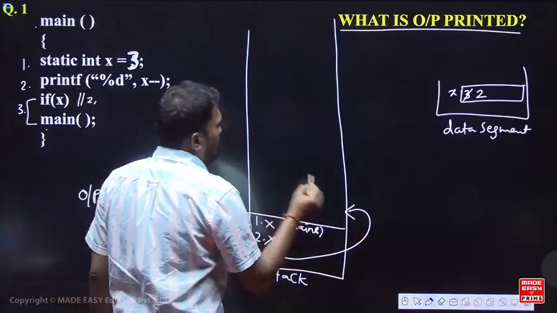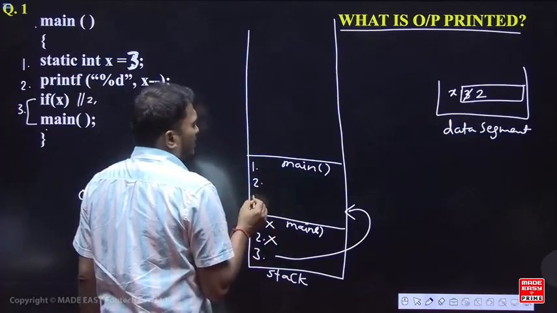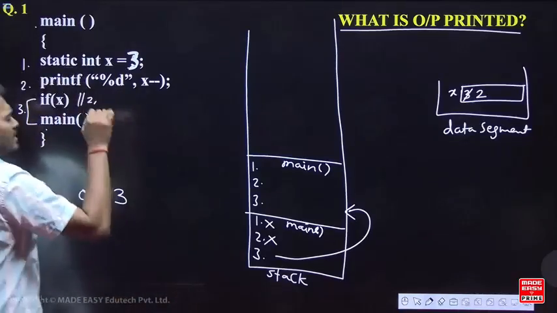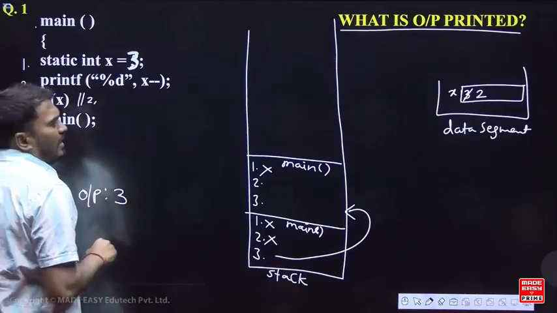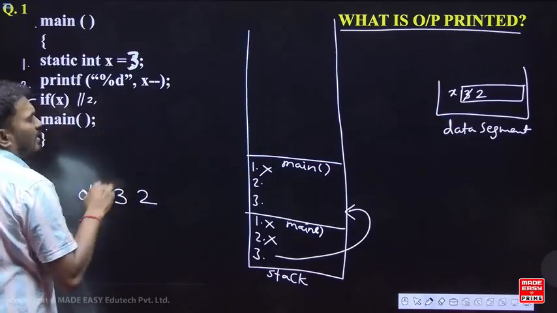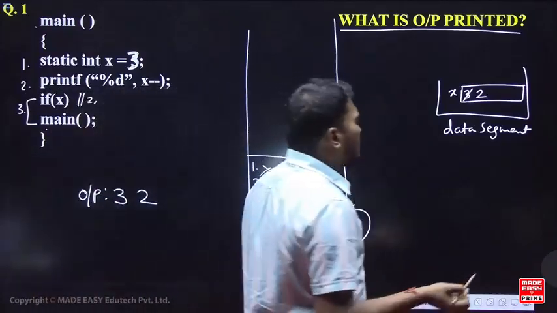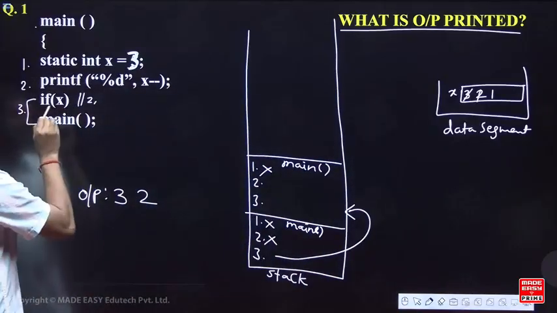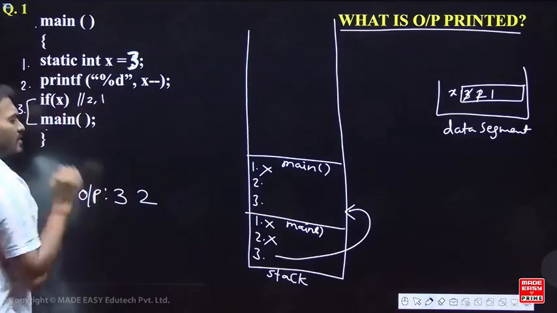So again the main function will be pushed into the stack. Again 1, 2, 3 statements. What is the first statement? Static, and on seeing static it will skip. Next, printf %ld x minus minus. What is the x value now? 2, so 2 will be printed. After that, what will x become? 1, because of post decrement. Next, again if x: x is non-zero. What is the x value? 1. It is non-zero, true, so the main function will be called again.